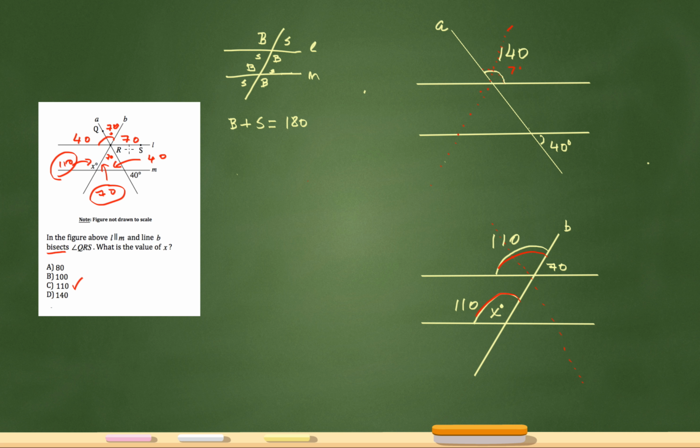So you can kind of just play around with it, multiple different ways to figure it out. But it is important to know if it bisects, it cuts it in half. And any big plus any small must equal 180.